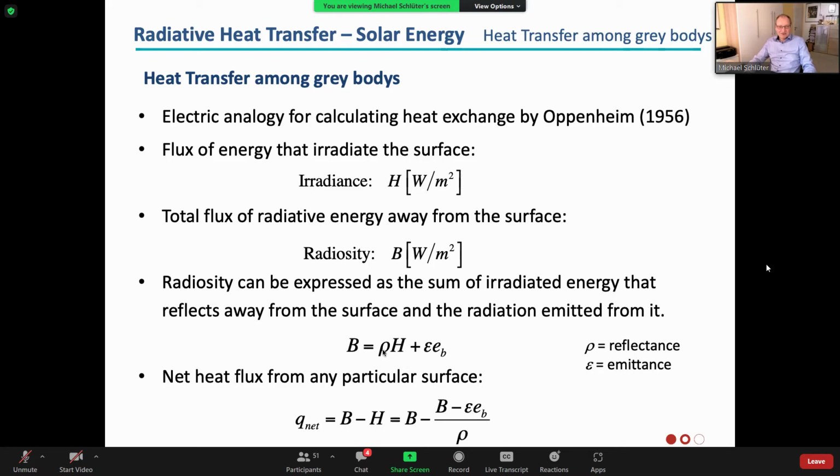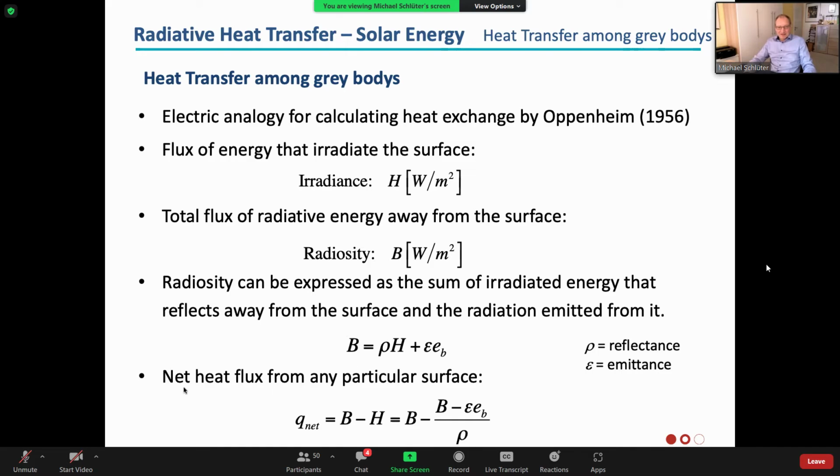So first we have ρ, which is the reflectance, multiplied by H. For sure, H is what hits the surface, and the part that is reflected is part of the radiosity. And furthermore, of course, we have the energy that is emitted by the black body emission. Here we have the emittance and the black body emitted energy. So these two parts give us the radiosity.